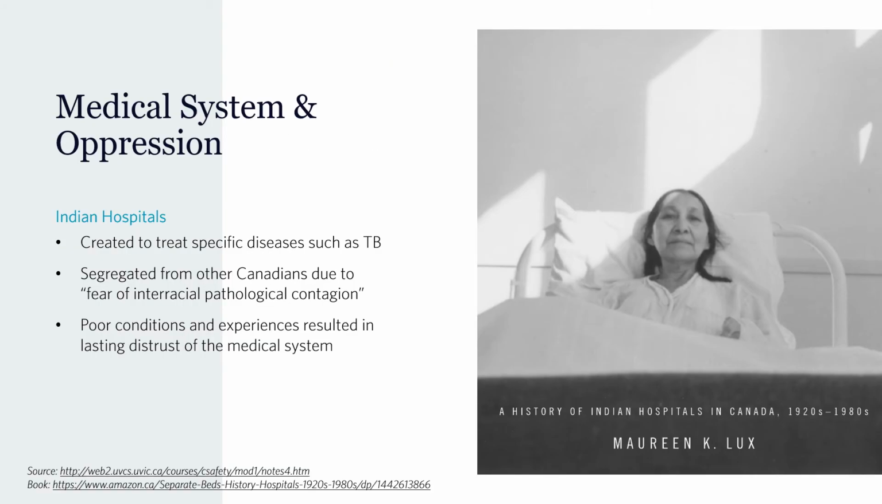There are numerous examples where oppression and trauma was actively perpetrated by the healthcare system and healthcare providers. One prominent example are Indian hospitals, which were created to treat specific diseases such as tuberculosis and segregated Indigenous patients from other Canadians. There were numerous reports of poor conditions and acts of malpractice, which has resulted in lasting distrust of the medical system.